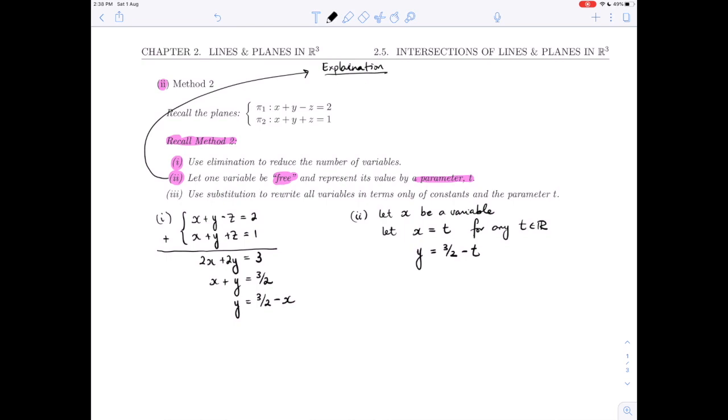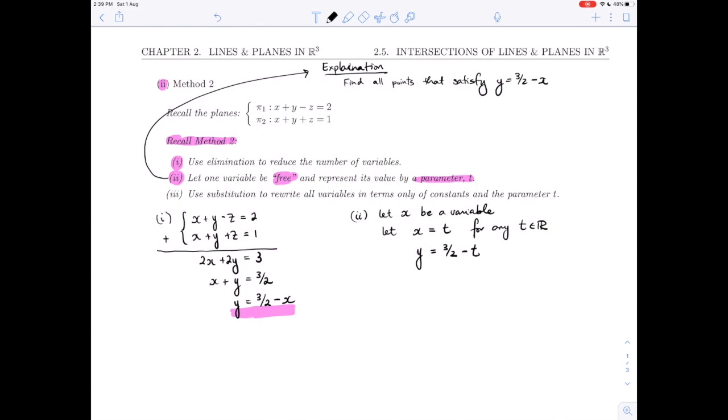We've done elimination, but it hasn't given us a full solution. It's only given us this, right? And there are many, many points that satisfy this. And in fact, what we really want to do is find all points that satisfy y is equal to 3/2 minus x.